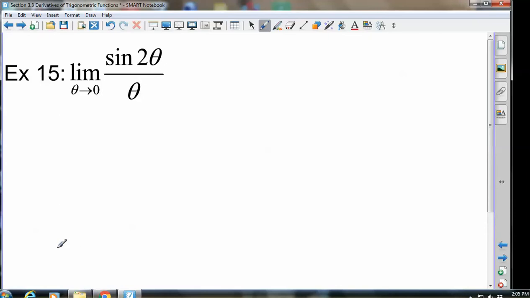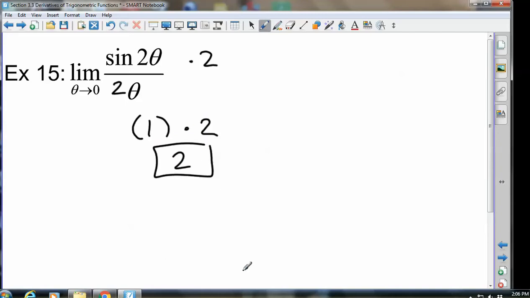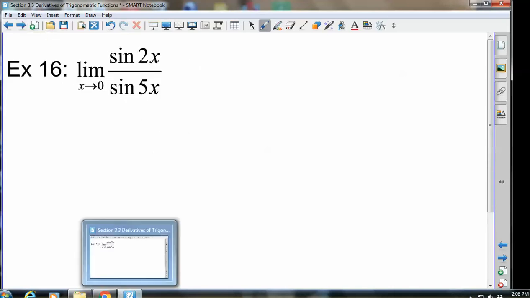Alright, so here's an easy one for you. What do you do? Add 2 on top of 1. So then what do you get? 2. Just that turns into a 1 times 2 instead of 2. Okay. Now we've got our confidence up. Let's look at this one.